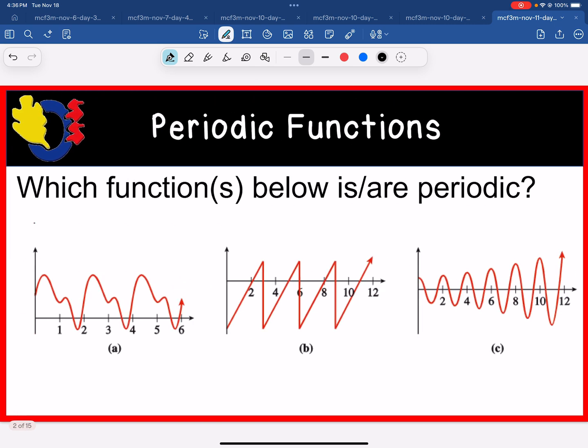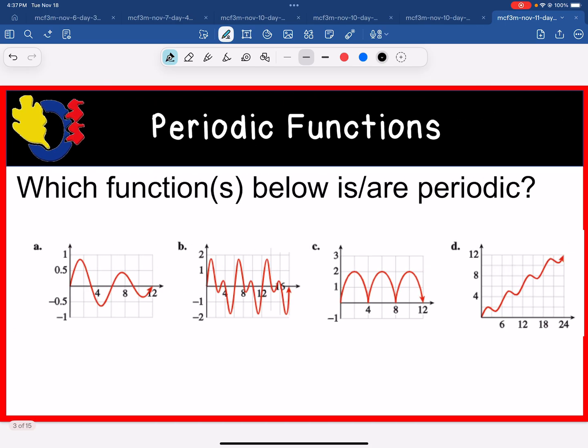Okay, next we're going to determine which function or functions are periodic. So does it have a repeating pattern? The first one, yes. The second one, yes. The third one, the length of the min and the max is not consistent, so this one is not periodic.